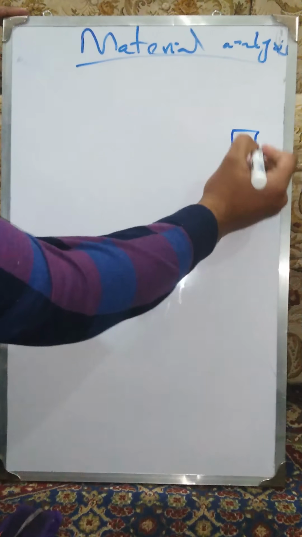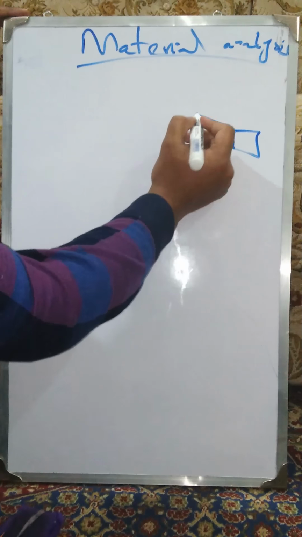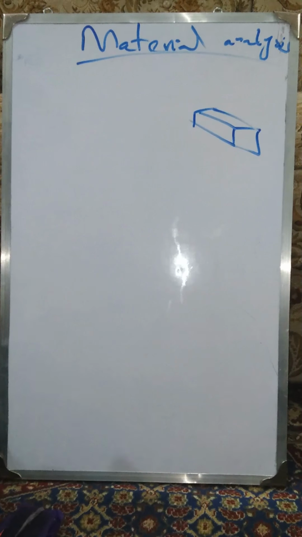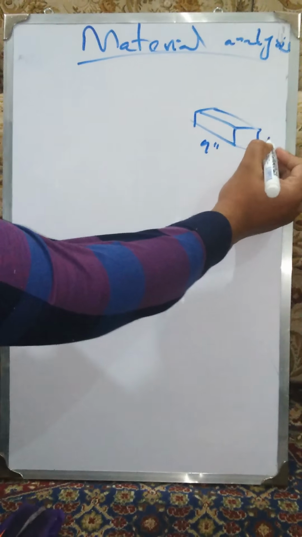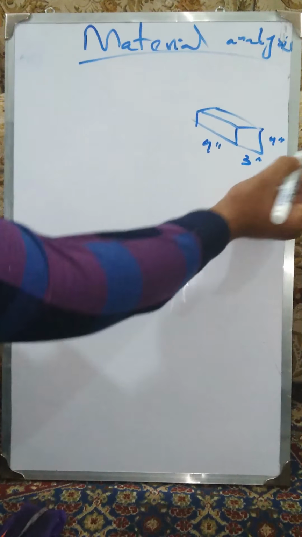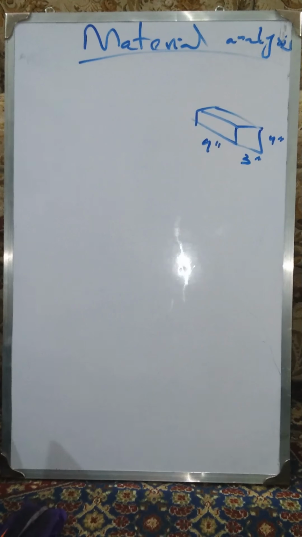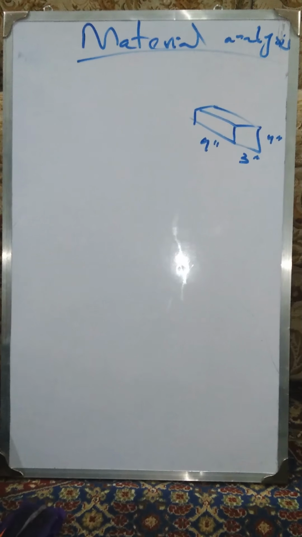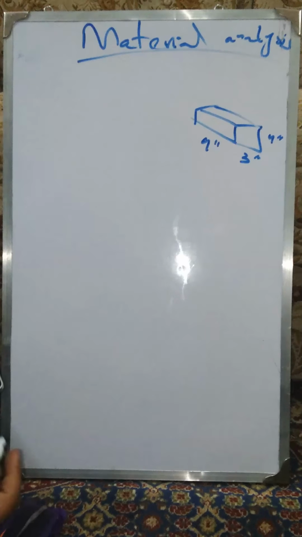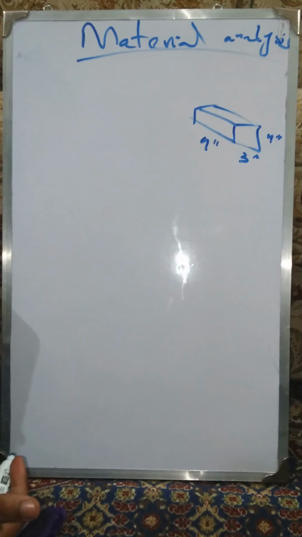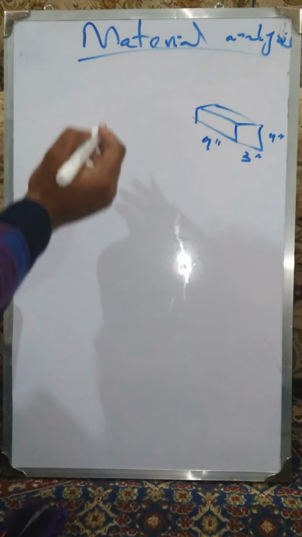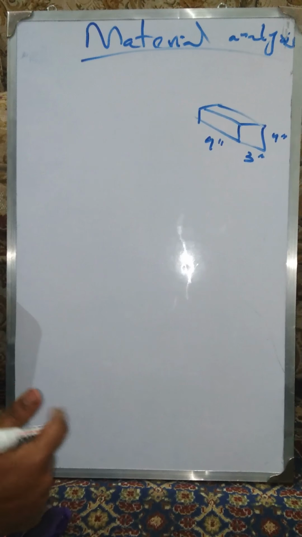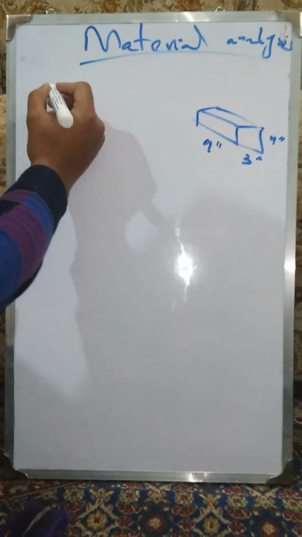Let's draw one brick. We know that the dimensions of a brick are 9 inch by 4 inch by 3 inch. It's generally the normal size of a brickwork, but it could be different in different areas or for different sites. So let's start our work. We are going to calculate the quantity of brickwork for 1 cubic meter of a wall. Okay, let's start.